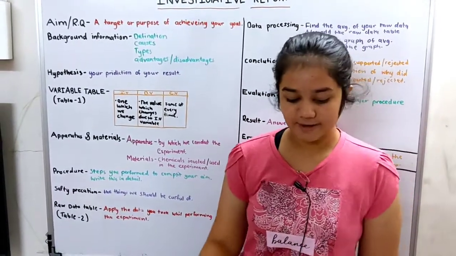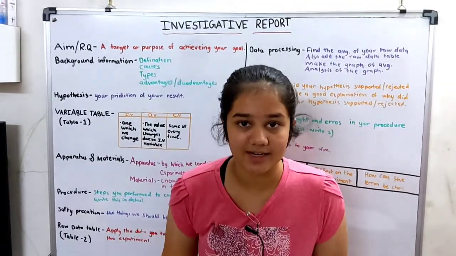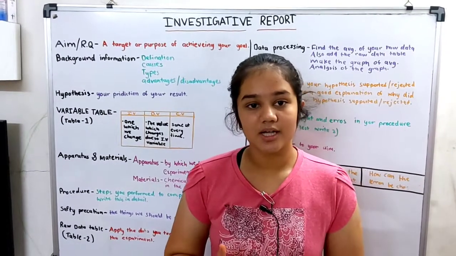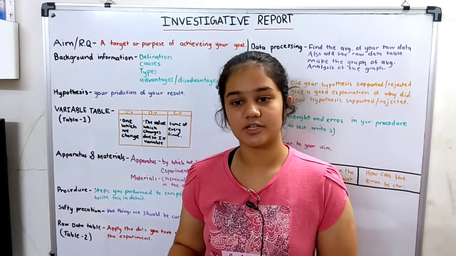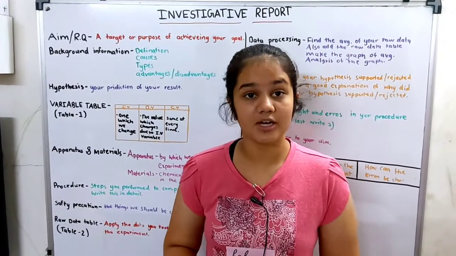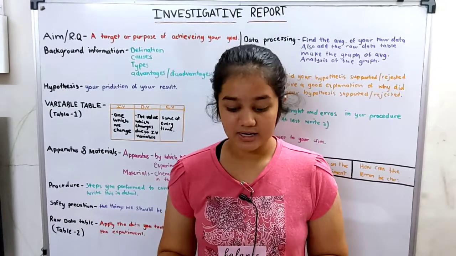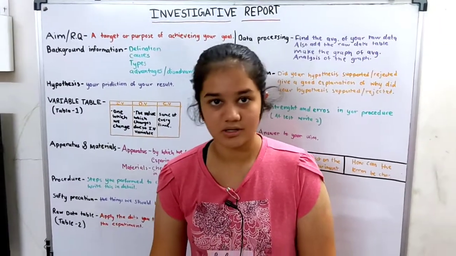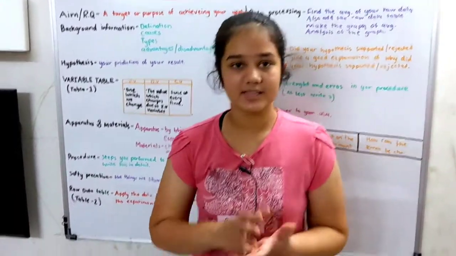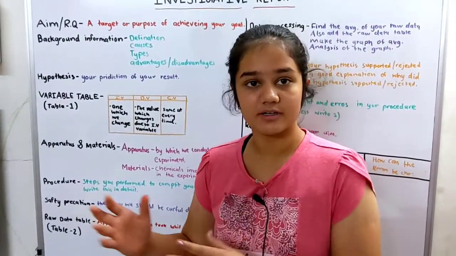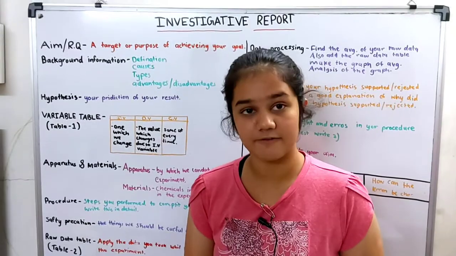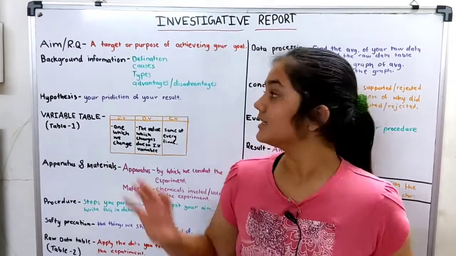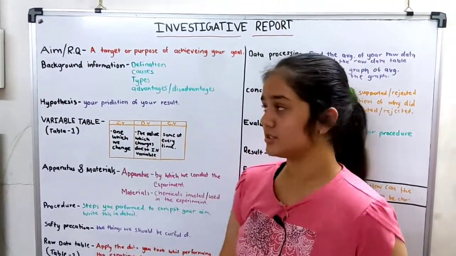So in this experiment, if we want to write our aim, we can say: to find the saturation point of sugar in different volumes of water. So this is our aim, to find different saturation points in different volumes of water. Clear? So this is the aim, also known as the research question.